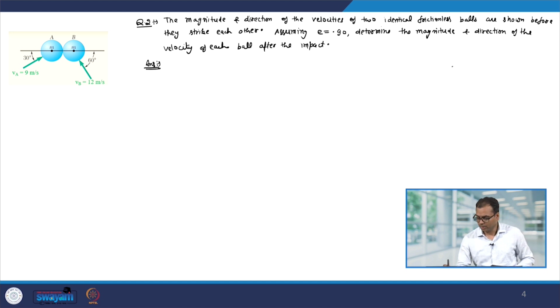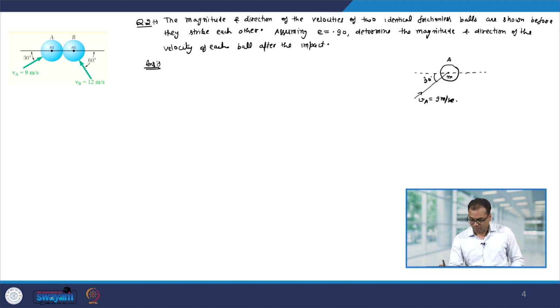Okay. So, the situation is following: we have ball A and its mass is m, and it is moving with velocity V A equal to 9 meter per second, and it makes an angle of 30 degree. Then we have ball B, its mass is also m because the balls are identical, and velocity of B is 12 meter per second, and it makes an angle of 60 degree from the horizontal. And we have been asked to find out the velocity and direction of each ball after the impact.